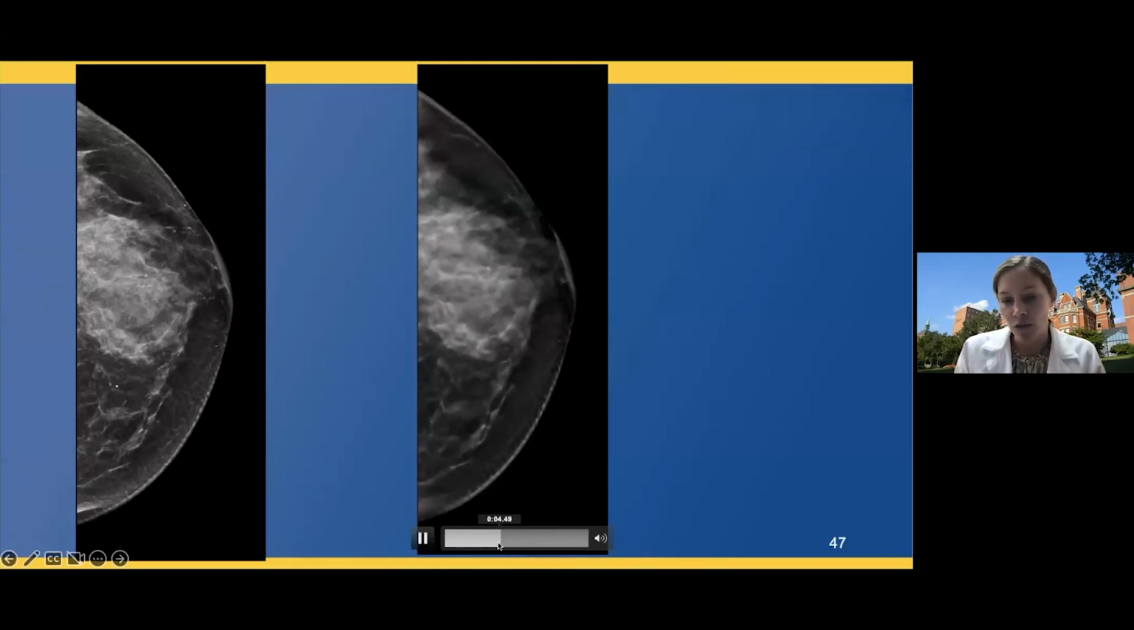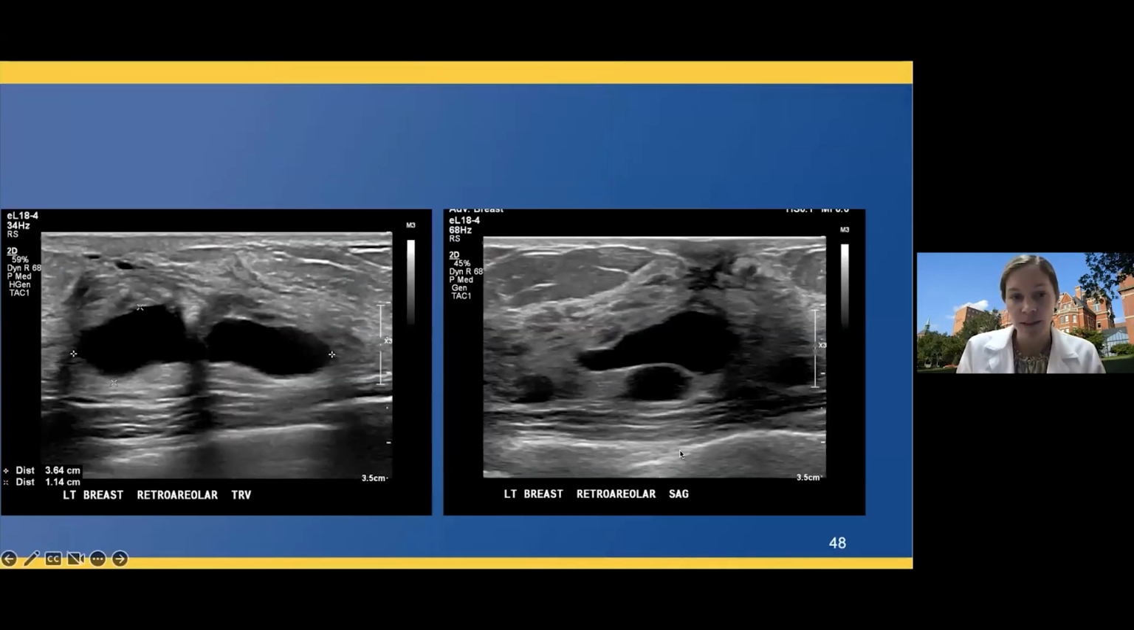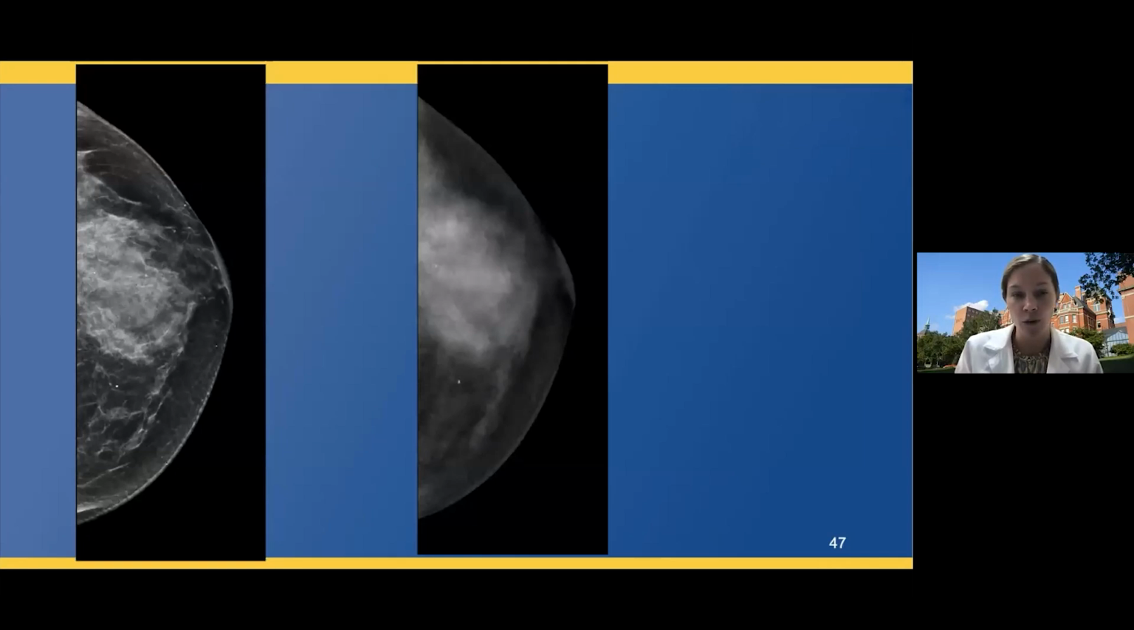So this patient had an ultrasound done, and luckily these represented simple cysts. She had several simple cysts in that outer retroareolar and outer part of the breast, which correlated with the mammographic masses. So just shifting gears briefly.